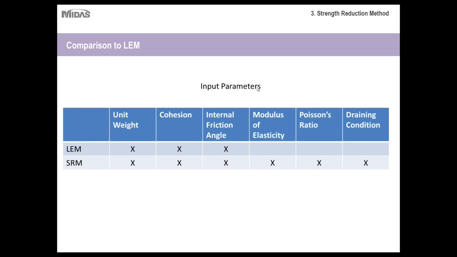Okay, and then here's just the listing of the input parameters. As you can see, with the limit equilibrium method, the main soil parameters that you would need are just the unit weight, the cohesion, and the internal friction angle. Whereas with the strength reduction method, you have these three parameters, but also the modulus of elasticity and the Poisson's ratio for deformations, and also the draining condition to calculate effective stresses. So that's another thing to keep in mind, that if you plan to use a strength reduction method, just be prepared to make that extra effort to get all these additional parameters for your soil.